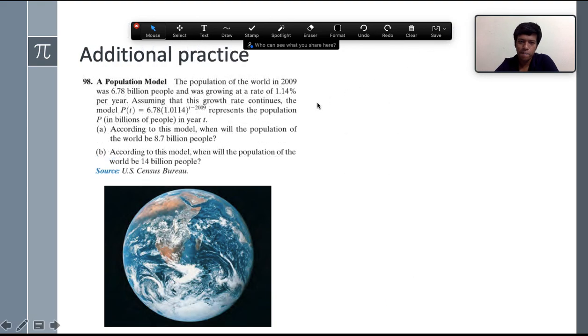Okay, there is another math problem for additional practice, a similar kind of math. This is for world population modeling. That one is for population in the USA, and this is for the world population.